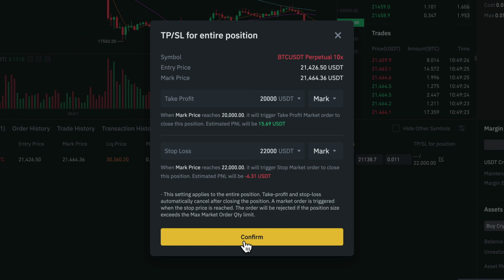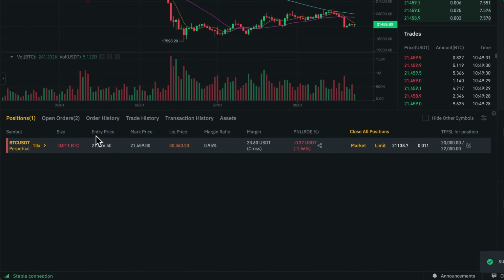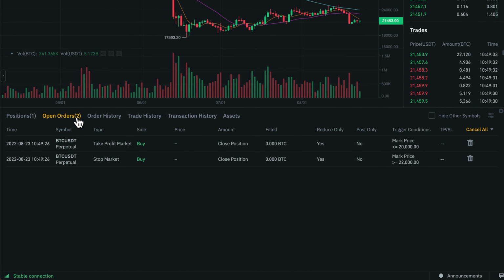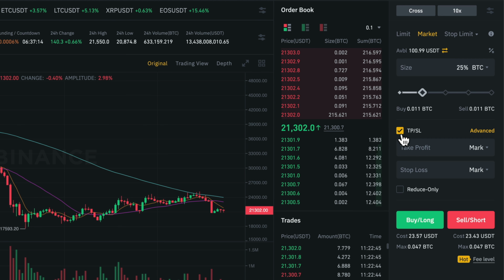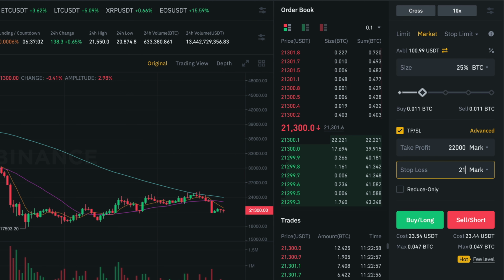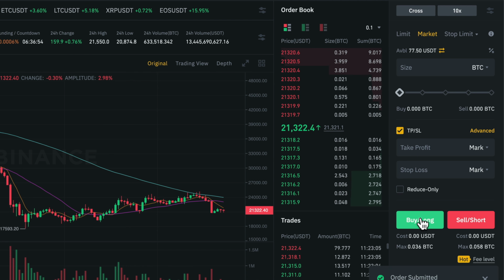When we click on confirm, we can now see both the take profit and stop loss order in the open orders tab. We can also already set our take profit and or stop loss before we open a position. We would just have to tick the TPSL function, which stands for take profit and stop loss. And then we just enter our take profit and stop loss before we go long or short on this future.